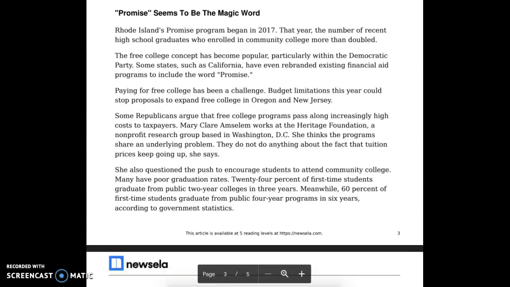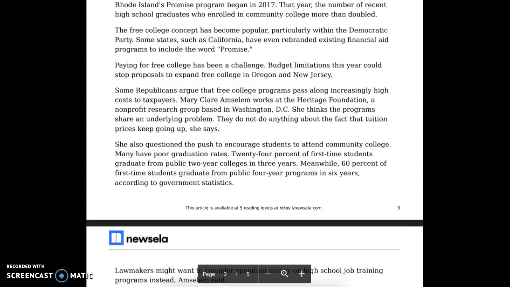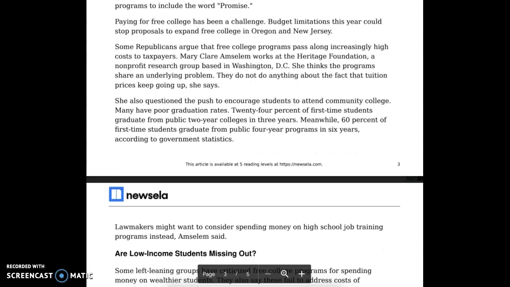The free college concept has become popular, particularly within the Democratic Party. Some states, such as California, have even rebranded existing financial aid programs to include the word promise. Paying for free college has been a challenge. Budget limitations this year could stop proposals to expand free college in Oregon and New Jersey. Some Republicans argue that free college programs pass along increasingly high costs to taxpayers.